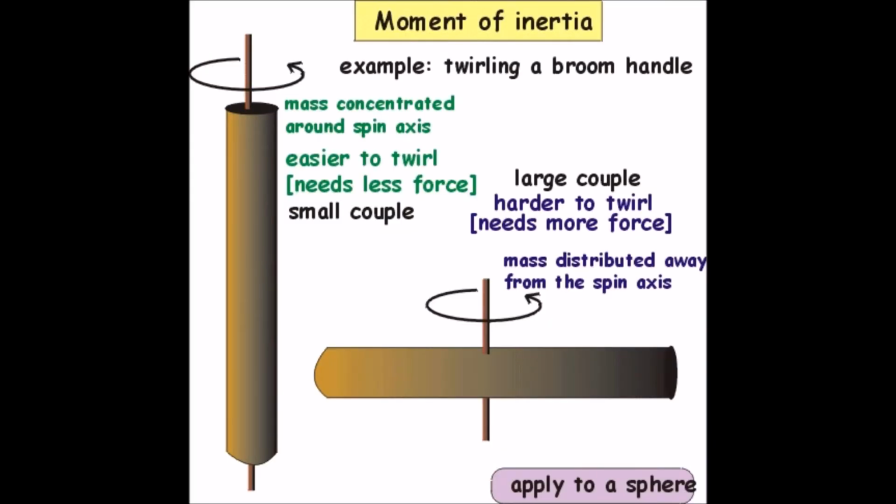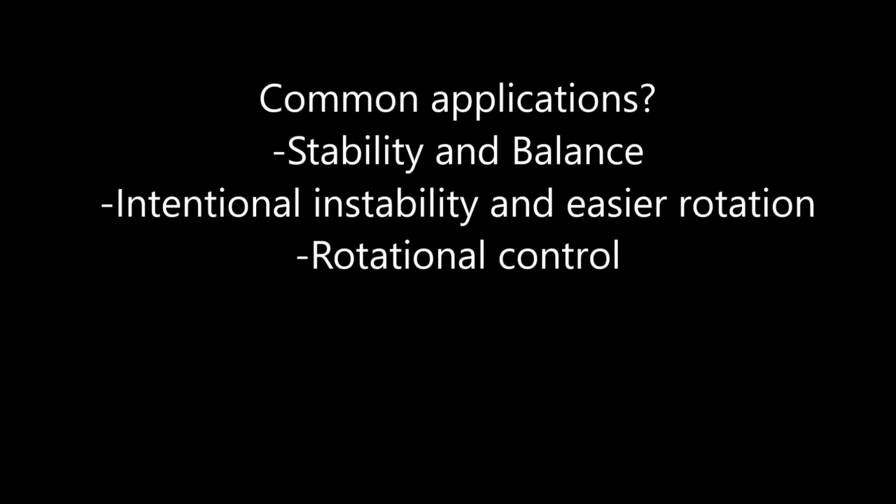Moment of inertia is essentially a measure of how difficult a body is to rotate. It can be easily changed by altering either length, mass, or the position of mass on a body. Moment of inertia can be applied to the stability and balance of bodies by creating intentional instability and easier rotation of bodies, and it can be used to have rotational control over bodies and systems.